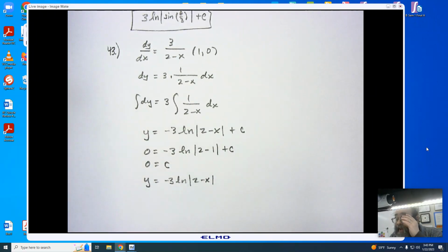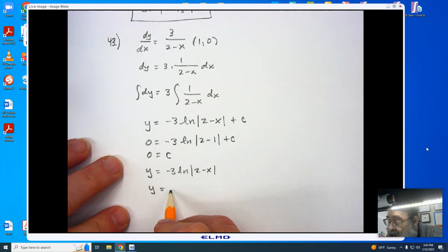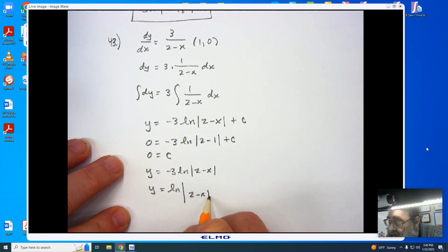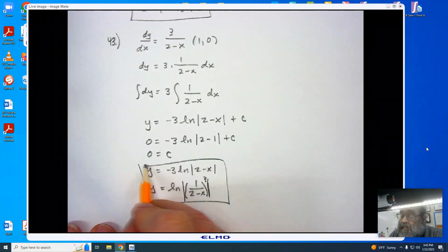Now this can be simplified. After all, using our properties of logarithms, this can bring it down, and I can end up with the natural log of 2 minus x, and then this is cubed. Okay? So one of these two answers would be my answer.